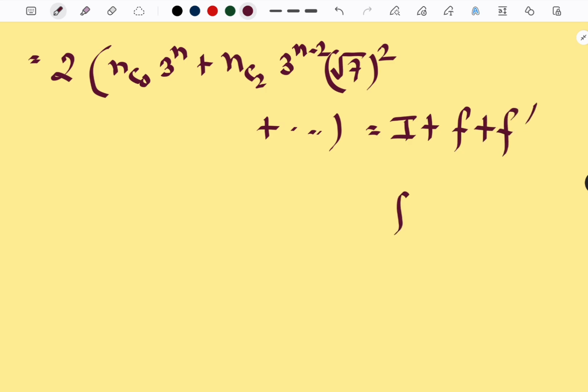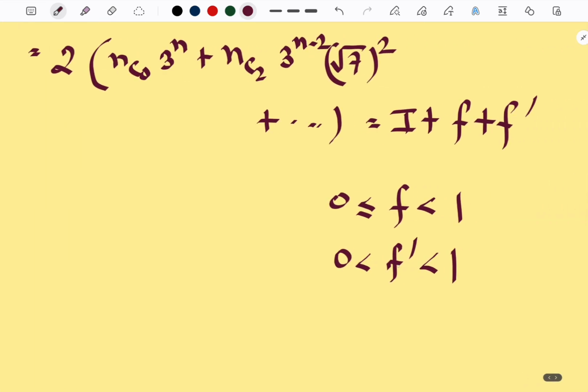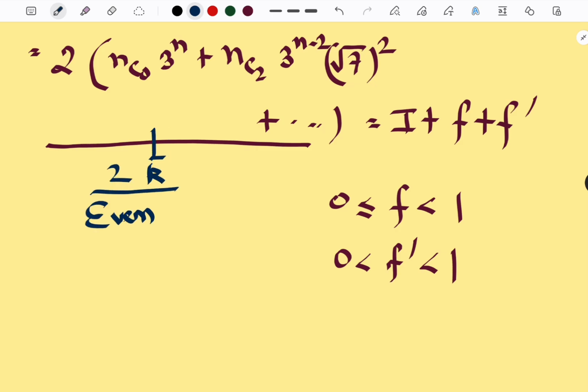Again, what is the condition? We said f lies from 0 to 1. f' is obviously from 0 to 1. It is not equal to 0. Why? Because 3 minus √7, where √7 is 2 point something, so 3 minus 2 point something can never be equal to 0. So therefore f' lies from 0 to 1. Now what will be the value? This is certainly multiplied by 2. Let's say some value of k. So 2k will obviously be even. Now if I add f plus f', we'll get the value as 0 to 2, 0 not included.